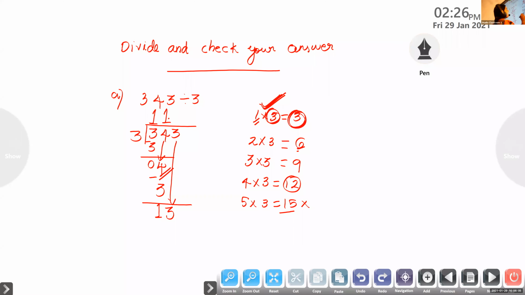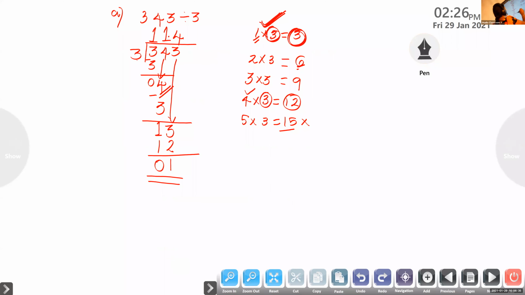So from this, 12 divided by 3 is equal to what is the quotient? 4. That you can write on the top. What is the next step? Multiply. 4 3s are 12. What is the next step? Subtract. 13 minus 12, what will you get? 1. You will get 1 as the remainder.